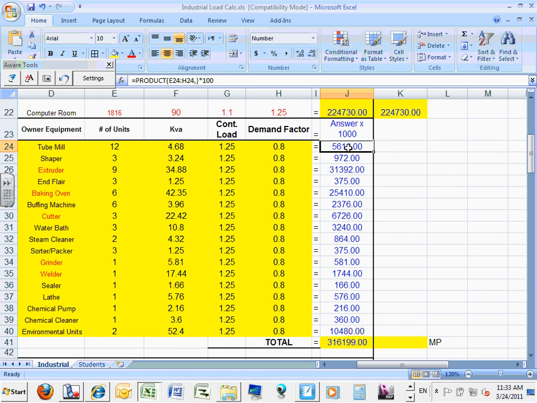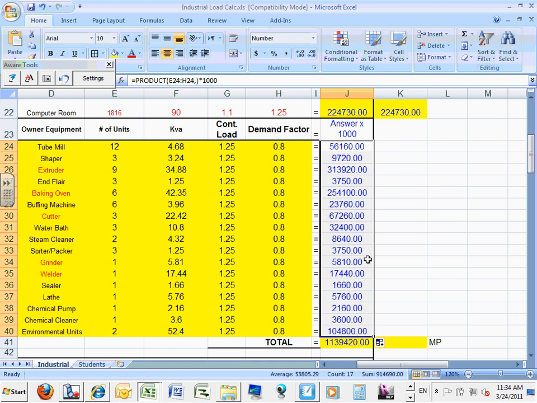So did you guys come up with the same number? I do have a question about your math there. Your heading says answer times 1,000, but your math is times 100. This should be 1,000. That should be 6.14, everything here. You're absolutely right. Should be 1,000.